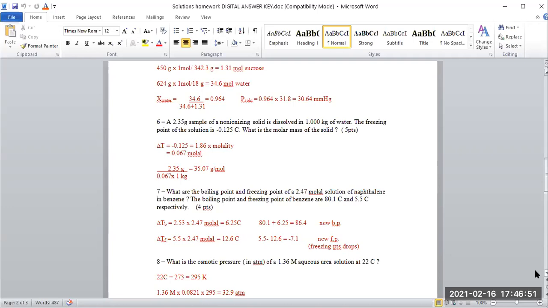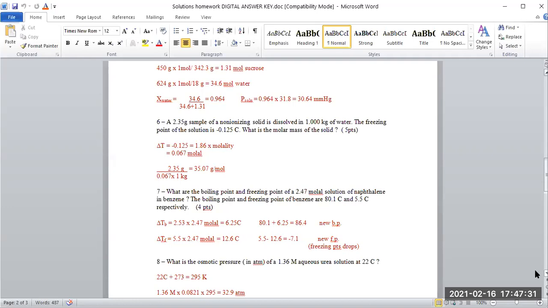If you're doing freezing point depression or boiling point elevation, it's the same equation that we used above, in that your delta T is your molality times your K values. Again, because it was homework, I did not give you values as part of the question. You needed to look up the K values for benzene. For boiling, the KB is 2.53. For freezing, the KF is 5.5.